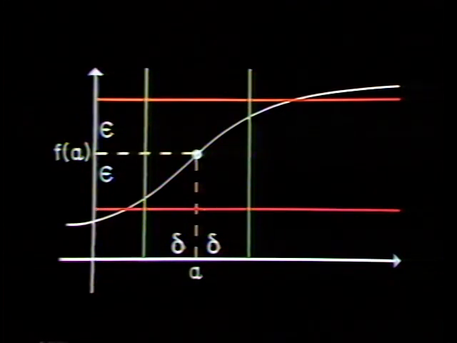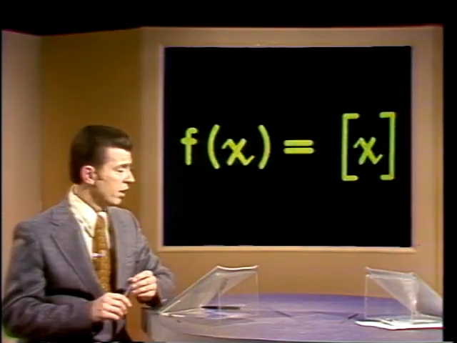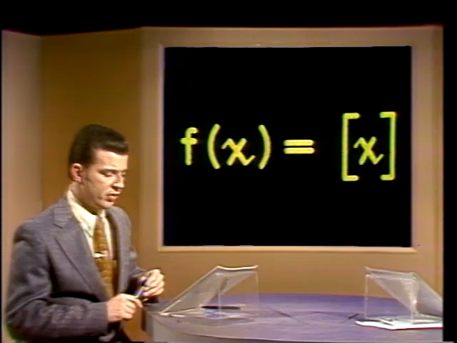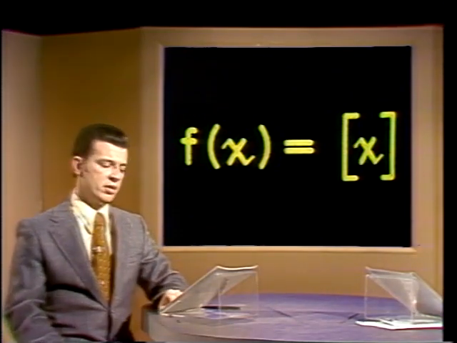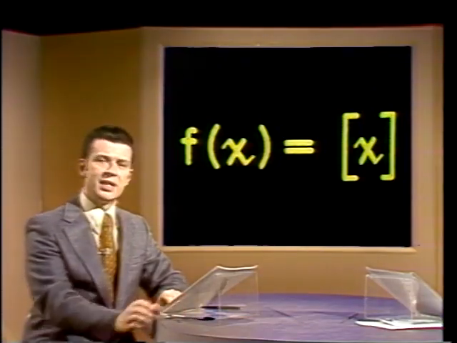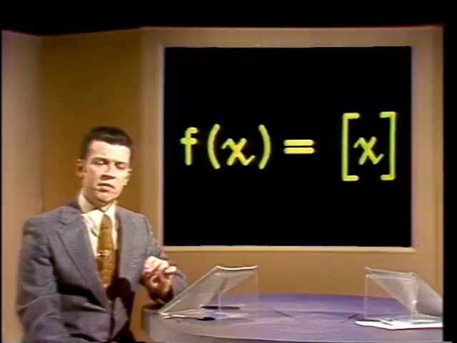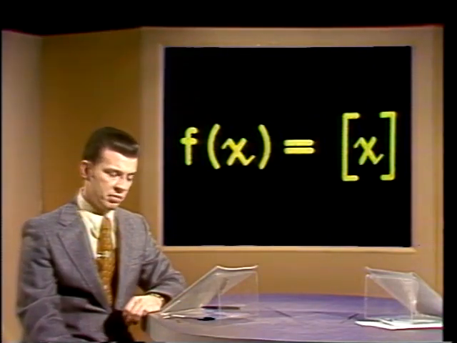is continuous at a. Another way to discuss continuity is to examine a function that fails to be continuous at one or more points. Now, here's a nice one. It is the greatest integer function. Note the bracket notation, which indicates the greatest integer function. It is defined for all real numbers.